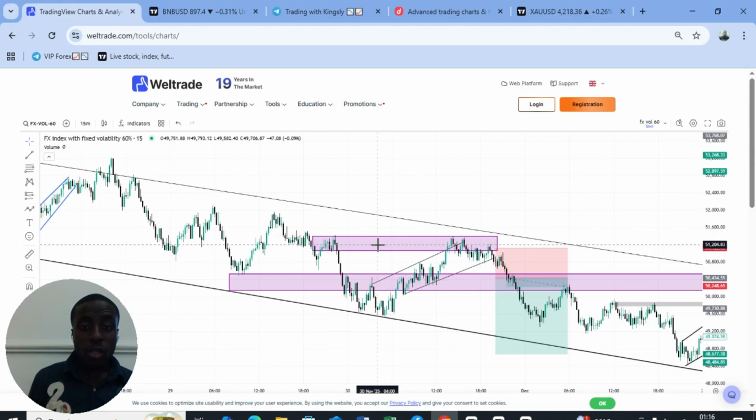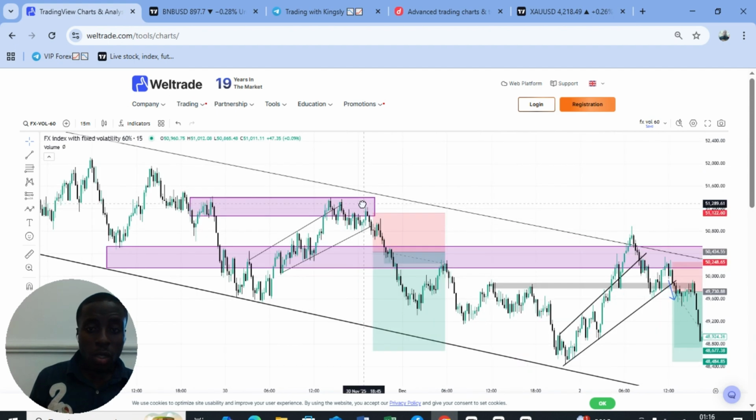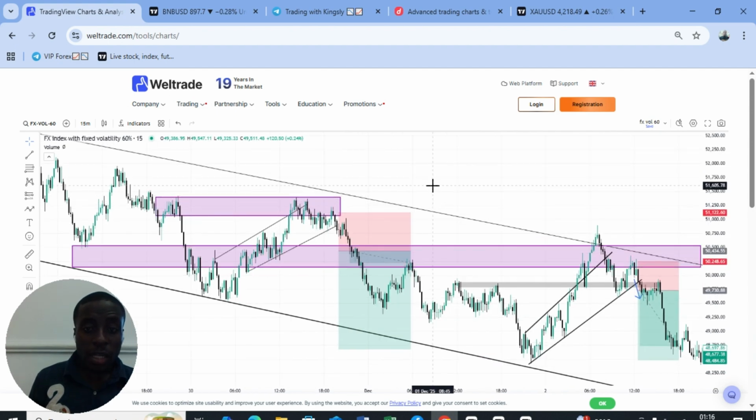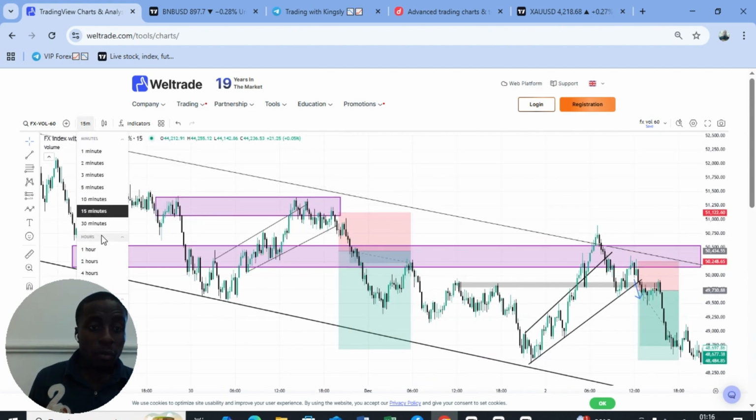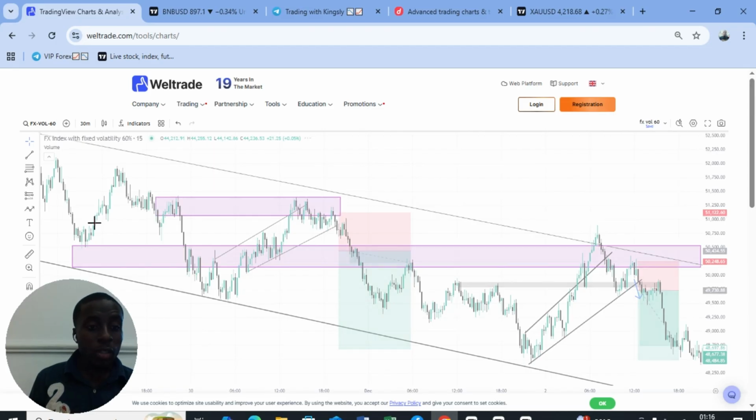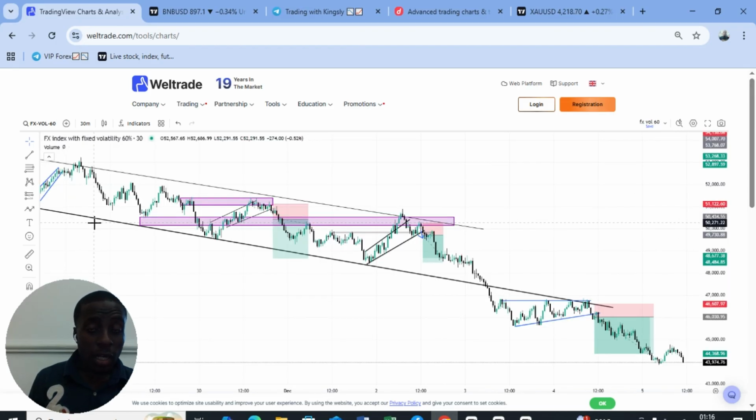So now what do I do? Since I already realized that price is creating impulsive moves and pullbacks in a downtrend, what I need to do is identify the resistance level and the support level. The resistance level for a downtrending market will be the use of trend lines. We are going to use trend lines.